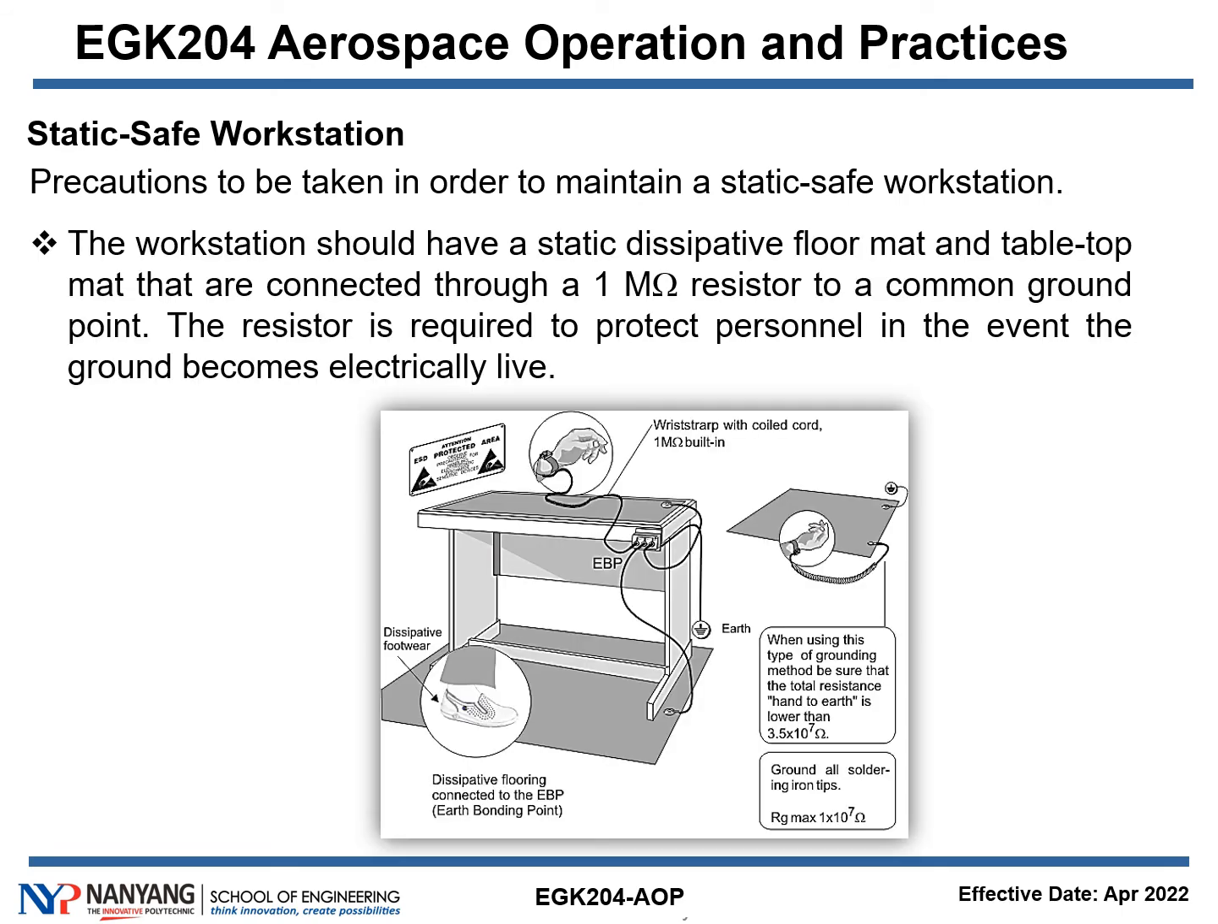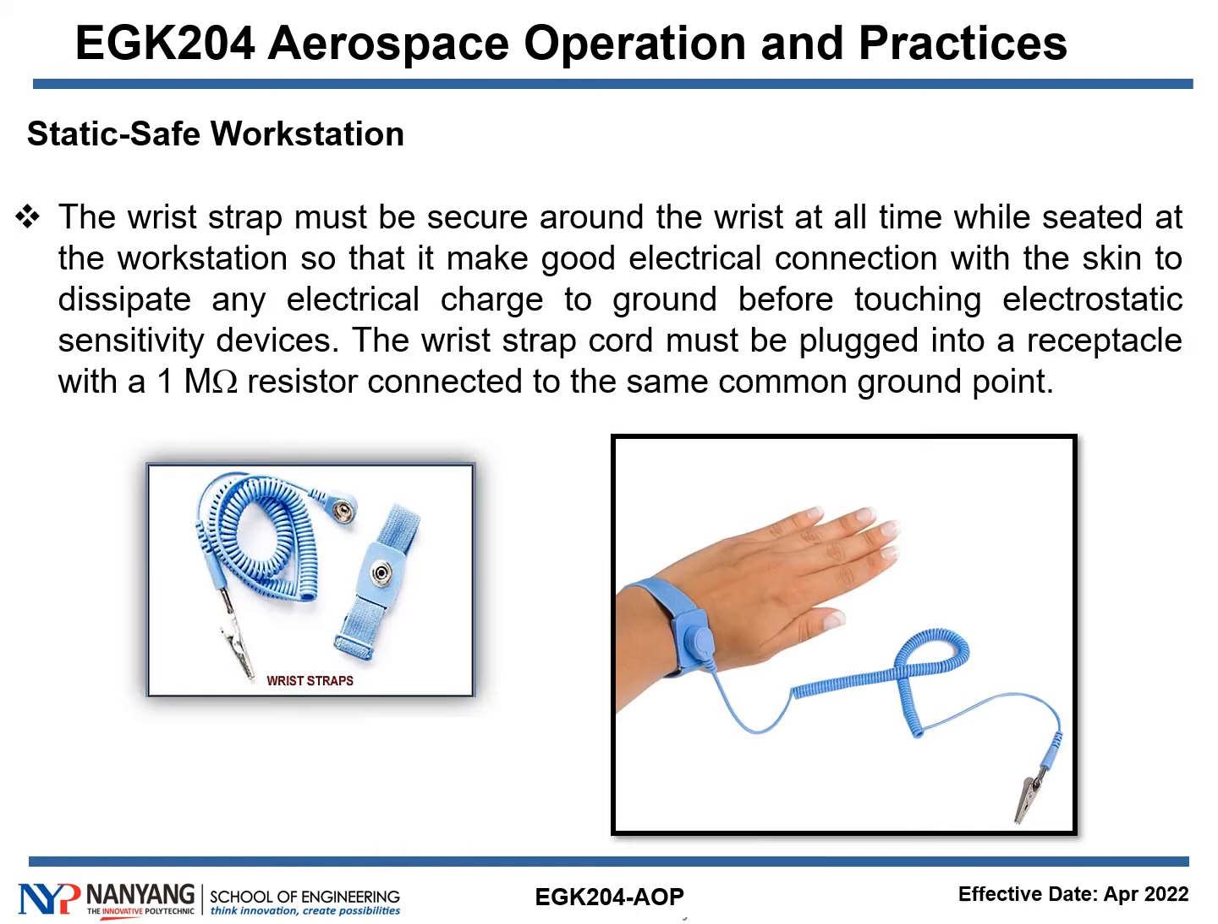And this is the typical workplace of static safe workstations. You need to wear a wrist strap, and you see that this table mat here is connected to here and goes to the ground. So this is the wrist strap. You must secure it around the wrist all the time while you're seated and working on the workstation, to make sure there's a good electrical connection to the skin to dissipate any electrical charge to the ground. The keyword is here: before you touch those devices. You must make sure this happens before you actually work on the device.